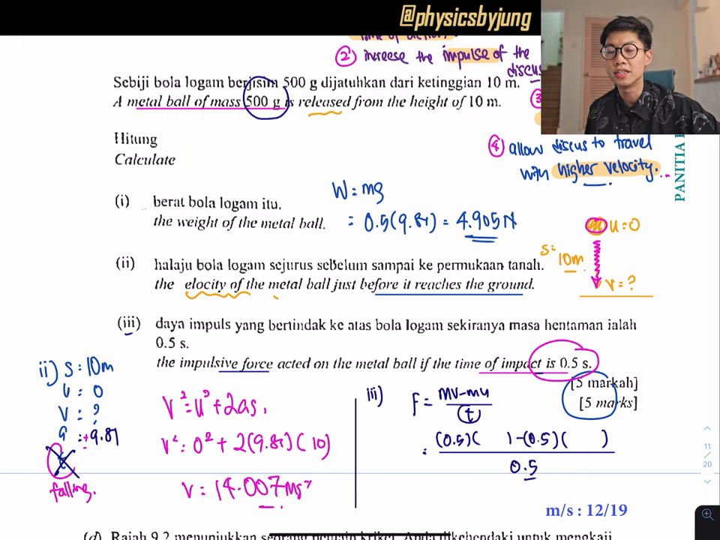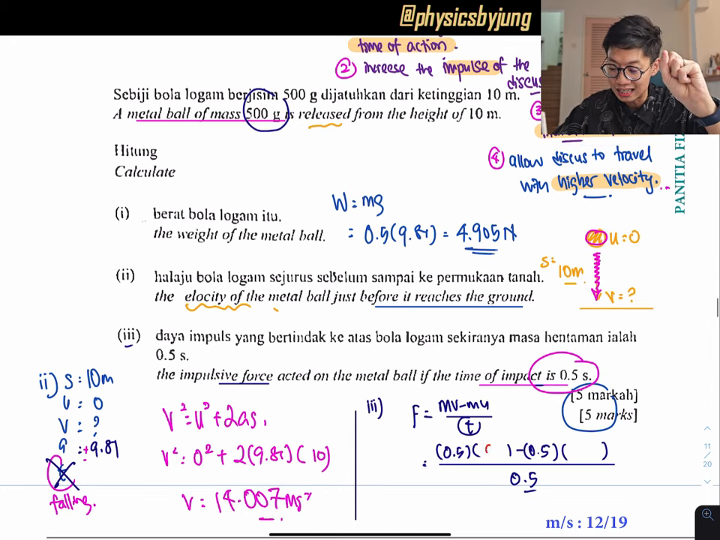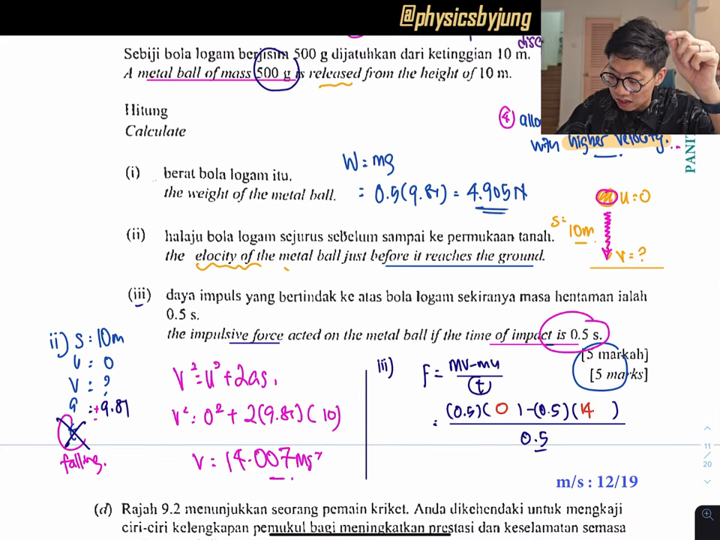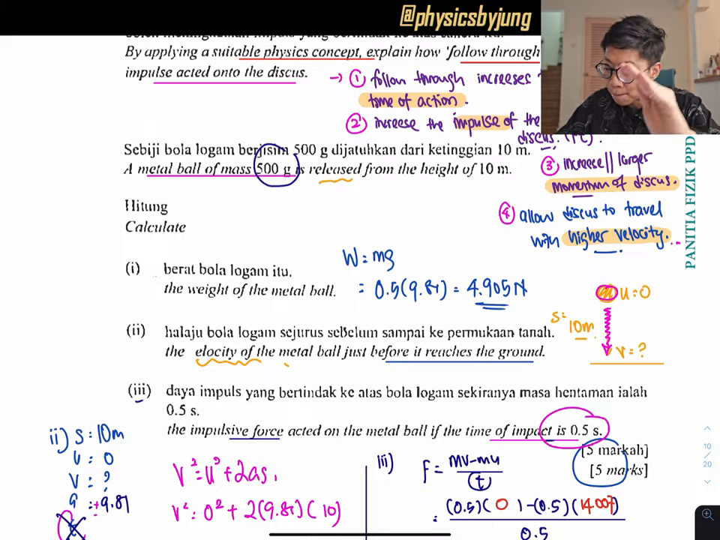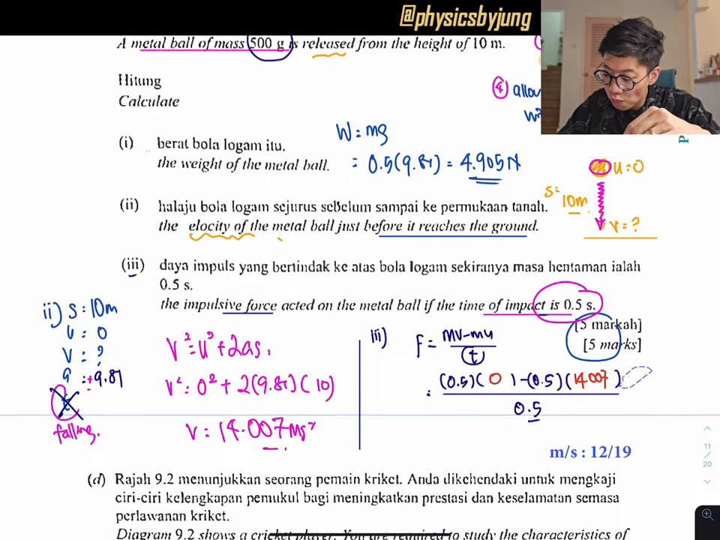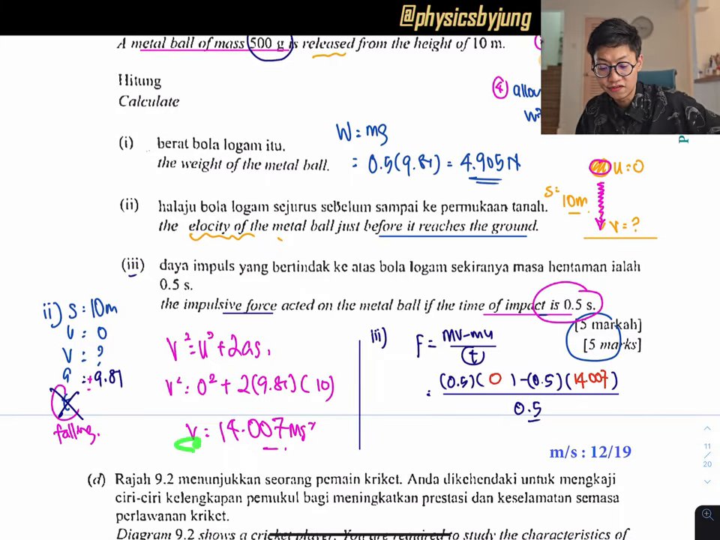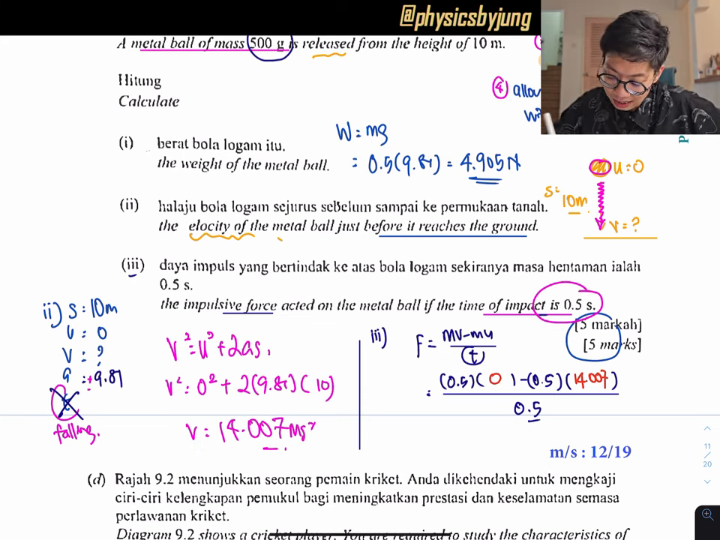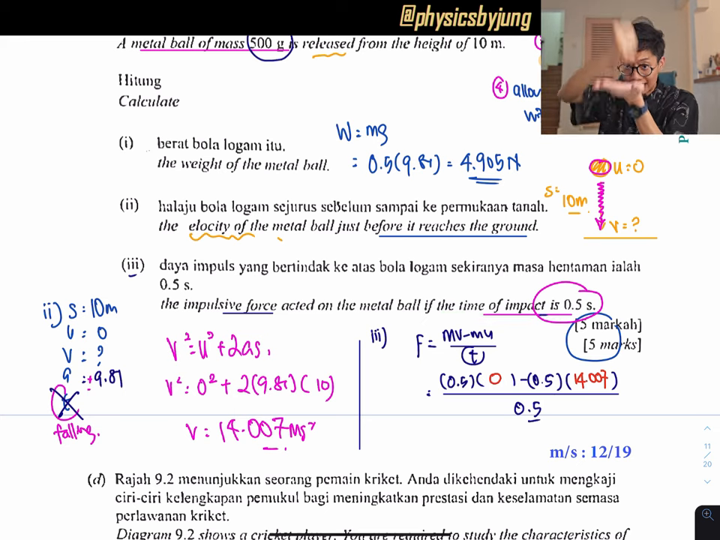Something worth mentioning here is, remember, the final velocity is zero. The initial velocity is 14.007. Why? Then they will say, teacher, why is it so weird? Why is this one V, but here this 14 is U? Because this is the time of impact, meaning that when the ball hits the ground, what velocity? When the ball is about to hit the ground, it moves at 14, because it reached the ground at 14, correct? So when it hits the ground, it has stopped already.